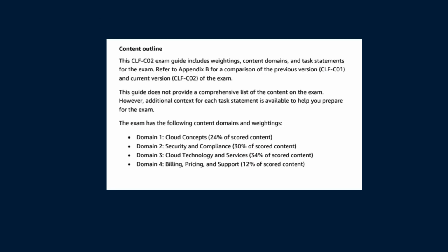The first domain is the cloud concept that has 24% of the total of the score content. Domain 2, security and compliance, 30%. Domain 3, cloud technology and services, 34%. Domain 4, billing, pricing and support, that's 12%.